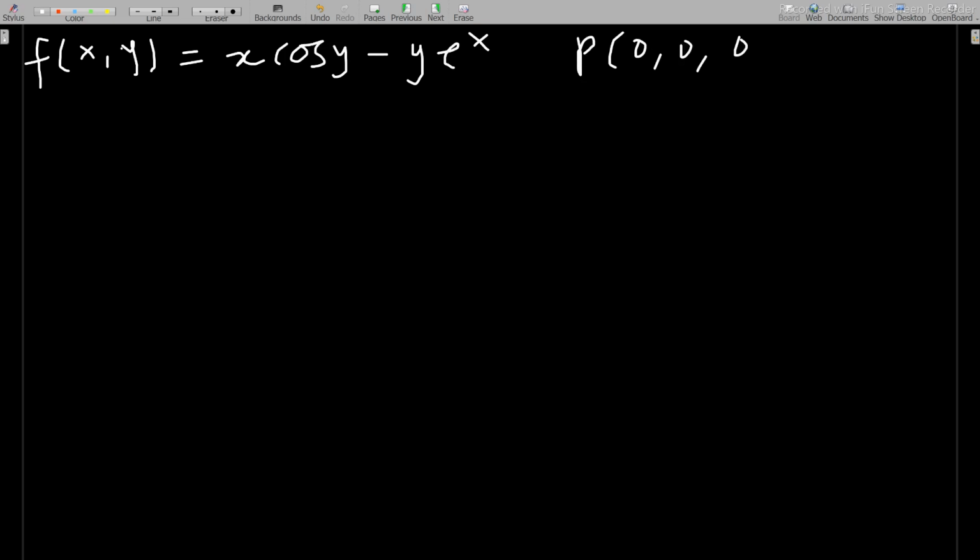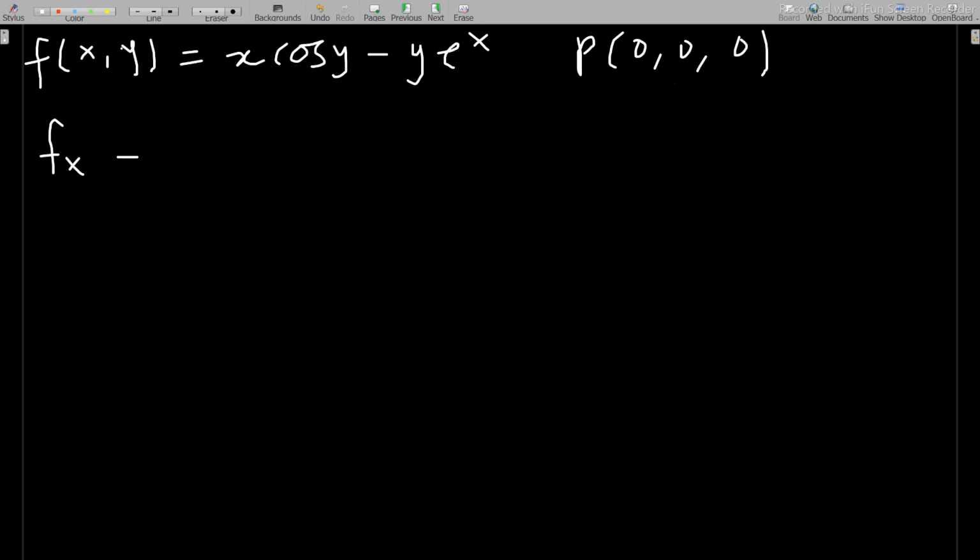To start with, our f of x, y is equal to x cos y minus y e to the x. And you know the point is (0, 0, 0). So this 0 is x naught, this is y naught, and this is z naught. When you are using our formula, wherever you see x naught, y naught, z naught, you put these values there.